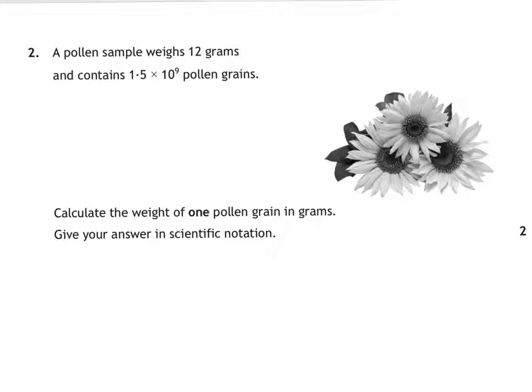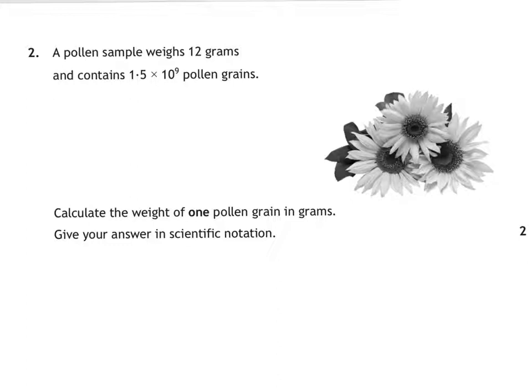Second one, a pollen sample weighs 12 grams and contains 1.5 times 10 to the 9 pollen grains. Calculate the weight of one pollen grain in grams, give your answer in scientific notation. Now it can be quite handy with scientific notation questions, if you're unsure as to what the arithmetic operation is, think about the problem with easier numbers, and that can often make it clear as to whether you're going to add, subtract, multiply or divide.